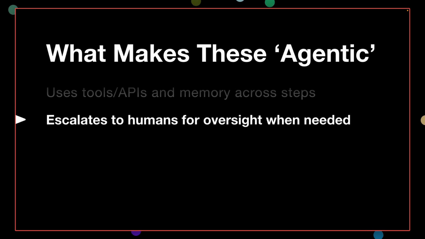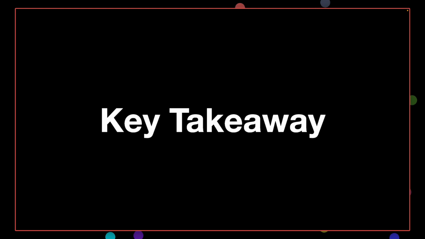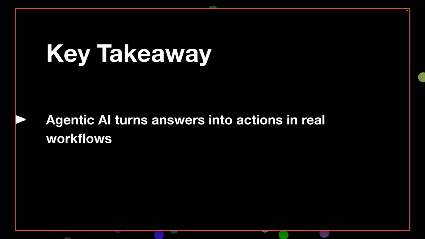and this will ensure trust and safety. So, overall, when we talk about agentic AI systems, the key idea is that they turn answers into actions. They bridge the gap between intelligence and execution, which will transform workflows across various industries. And by the end of this course, you'll be confident in creating your own agentic system.